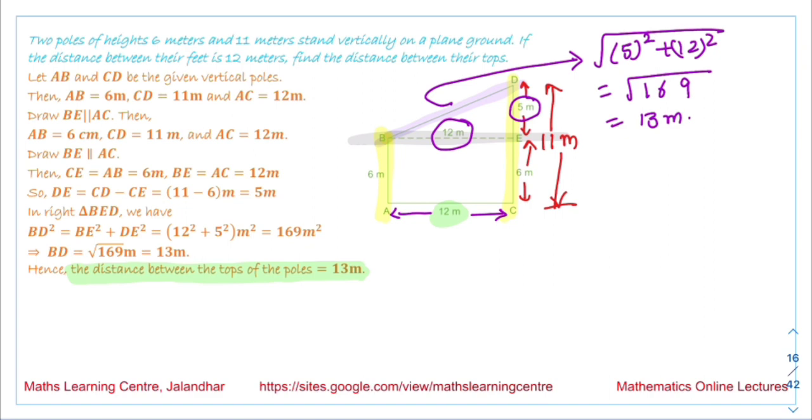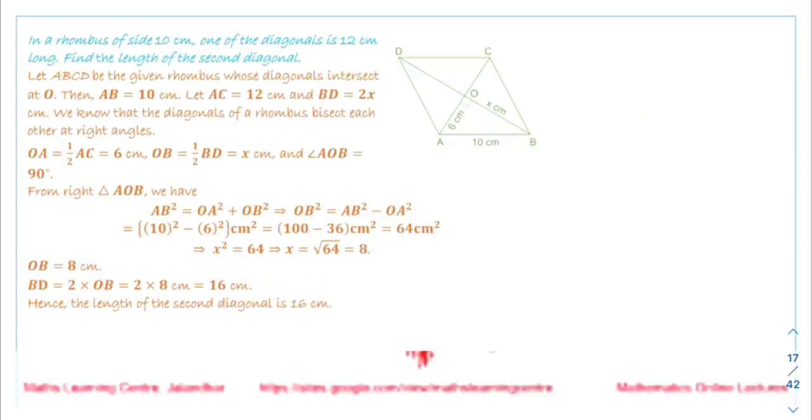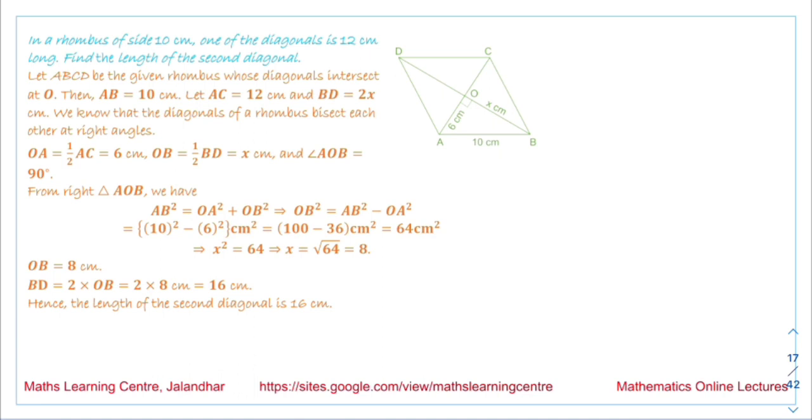Now next is, in a rhombus of side 10 centimeter. Rhombus means a quadrilateral, all of whose sides have equal length. So we are saying this is a rhombus whose side length is 10 centimeter and one diagonal is 12 centimeter. This diagonal, we are saying it is this length, 12 centimeter. Find the length of the second diagonal.